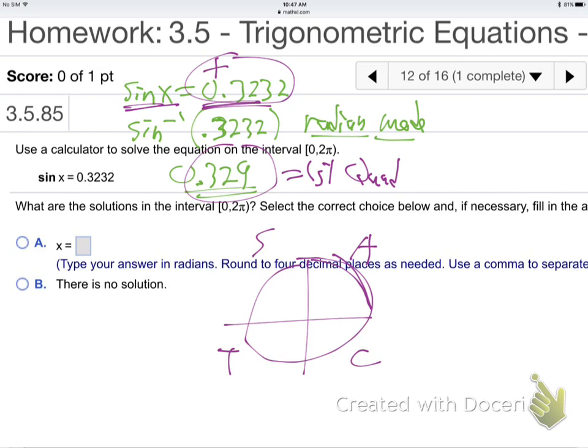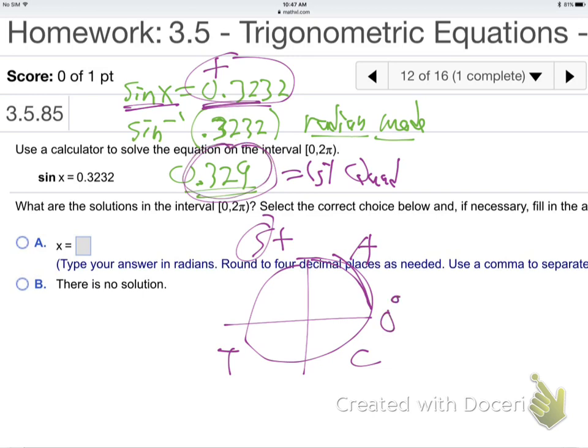Well, where's the other answer? It's in the second quadrant where sine is positive. Well, how do you know what it is in the second quadrant? It's going to be the same reference angle. Now, what's a reference angle? Remember, it's probably been a month since we talked about reference angles. Reference angles come off which axis? X-axis. Because that's where 0 comes off.